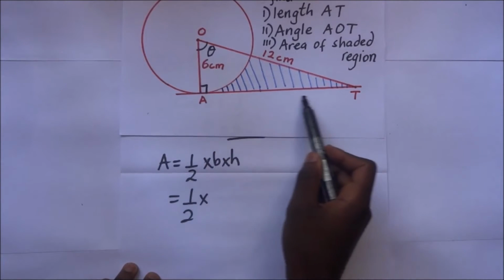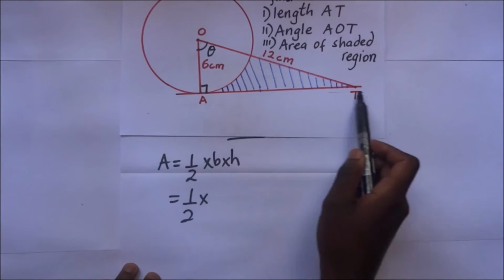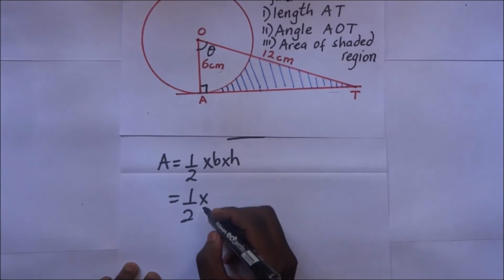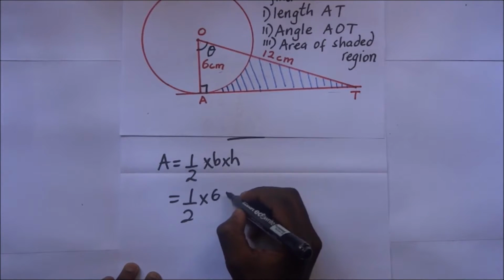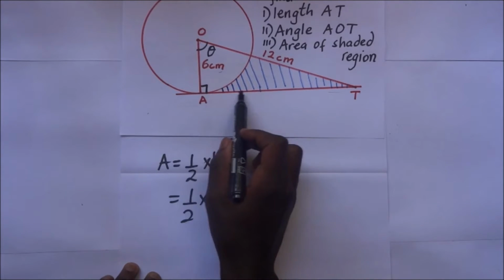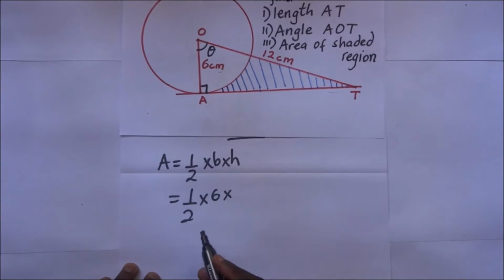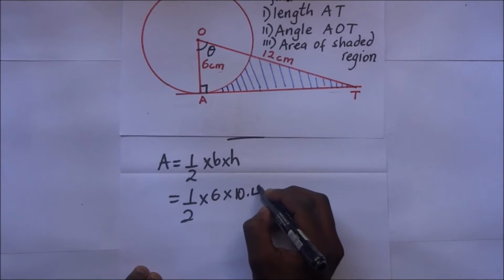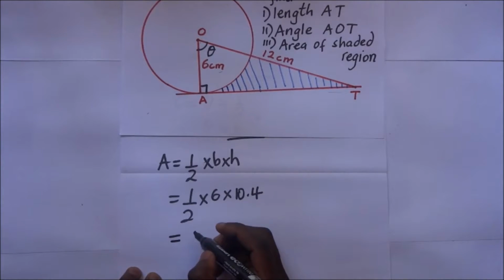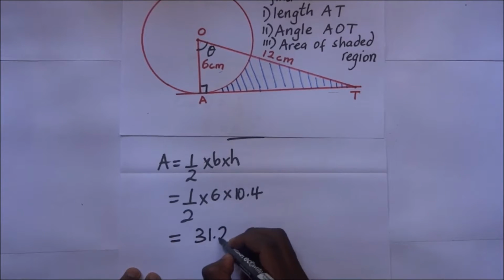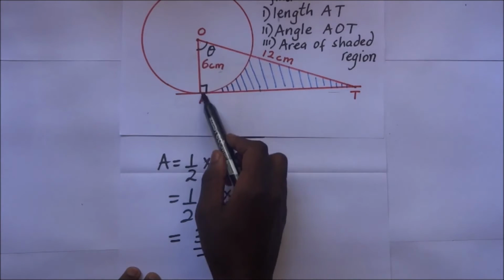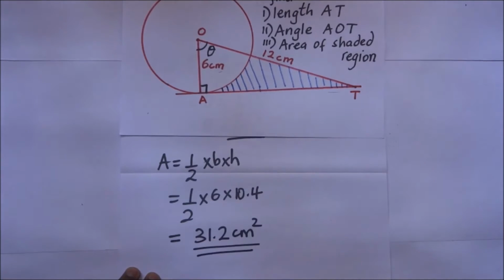Now this is the triangle. The base can be one of these two, as long as these two lines are meeting at 90 degrees. So let's take our base to be 6 centimeters. So it's going to be a half times base, which is 6 centimeters, times the height. This will be our perpendicular height, which we already got as 10.4 centimeters. So our answer there will be 31.2 centimeters squared. This is the area of the whole triangle.